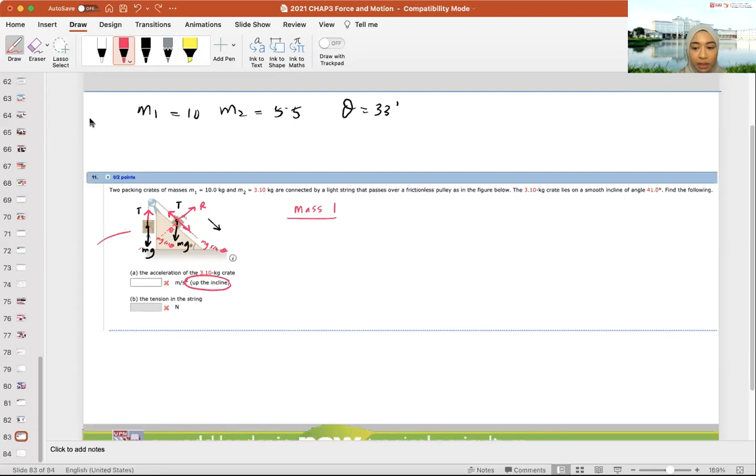Okay, let's look at our axis. This is the X axis. This is the Y axis. Yeah, it should be Y, right? Okay, and then for this guy, this is the X and this is the Y.